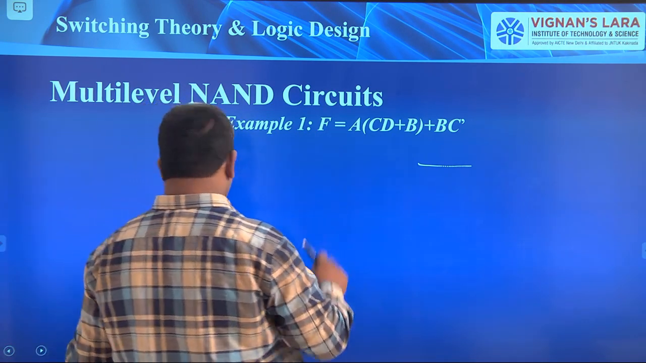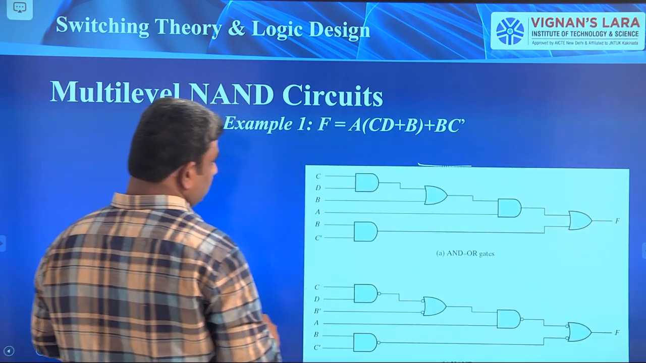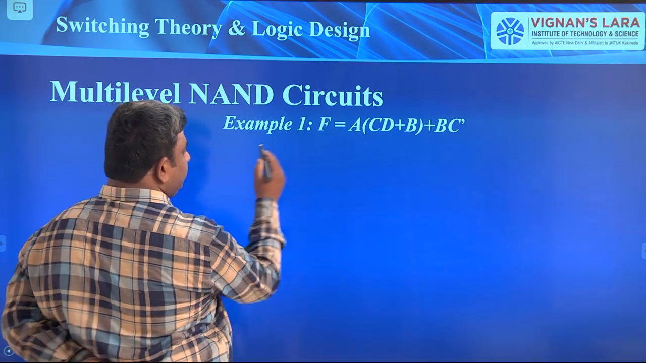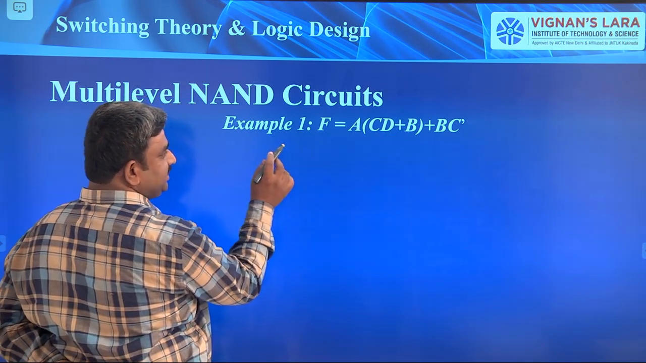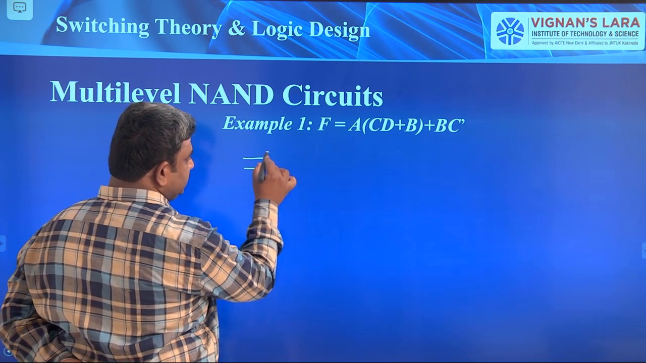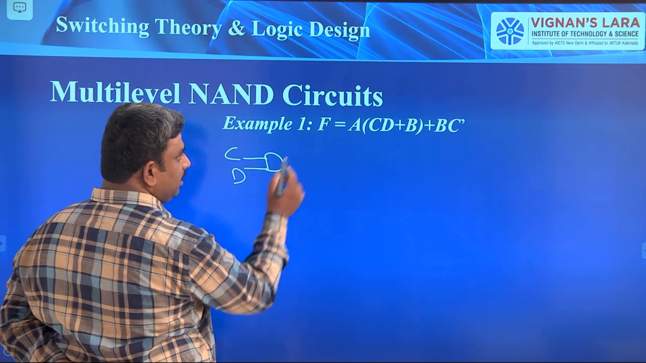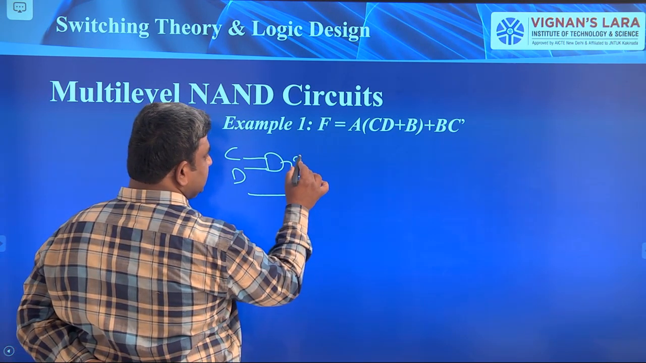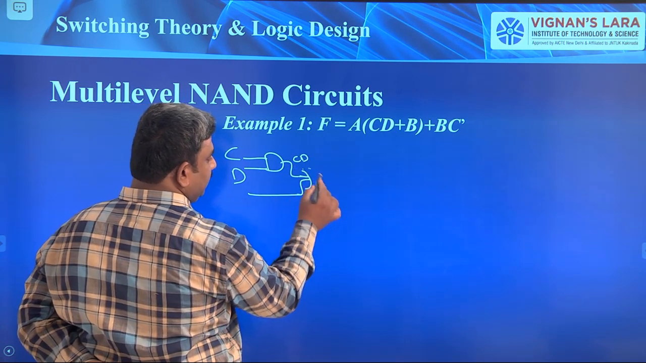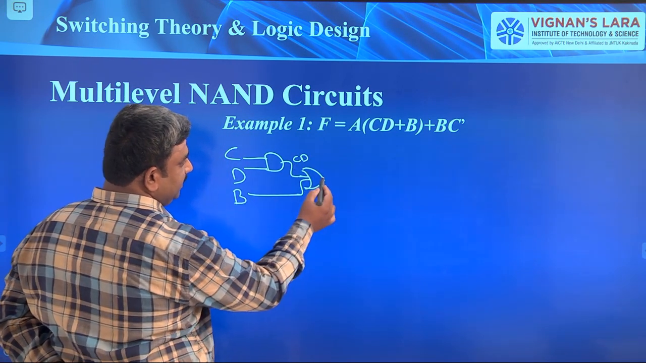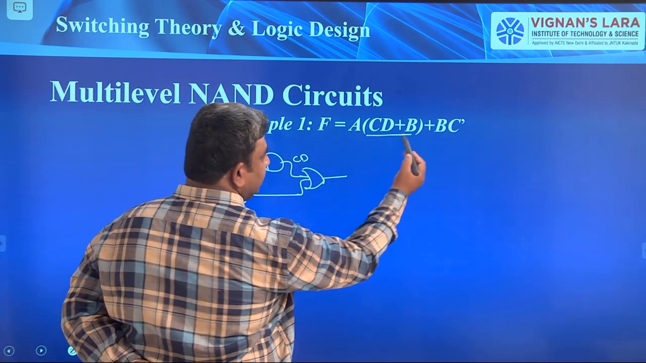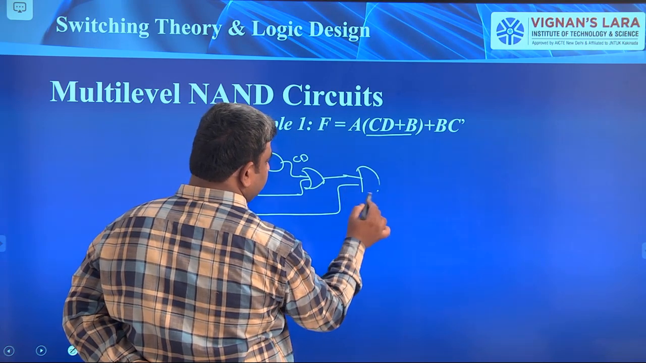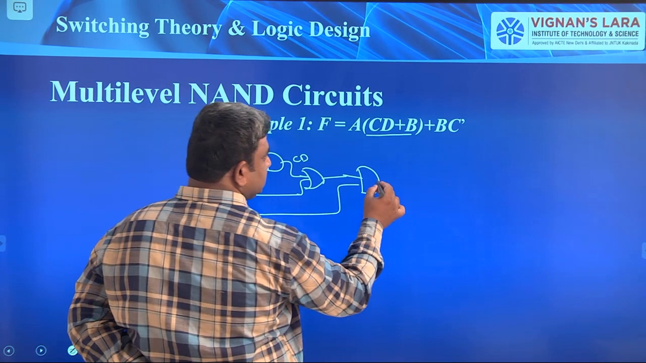First, draw the given circuit as it is. So here, first one, A of CD plus B. First draw CD signals. So this is the C and this is the D signal, and you have to add this signal CD with B. So this is the CD operation, and this is the B. So CD plus B operation. You have to multiply the CD plus B into A. So this is the A. Right? So this is the AND gate.